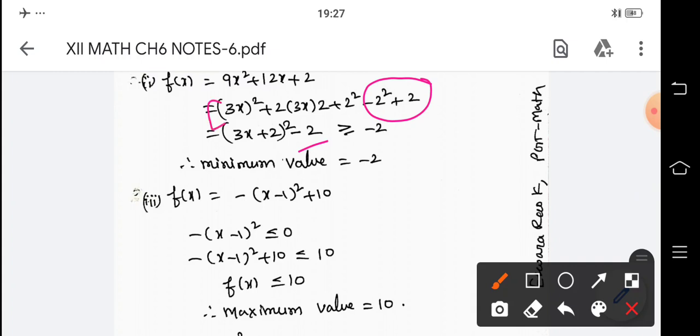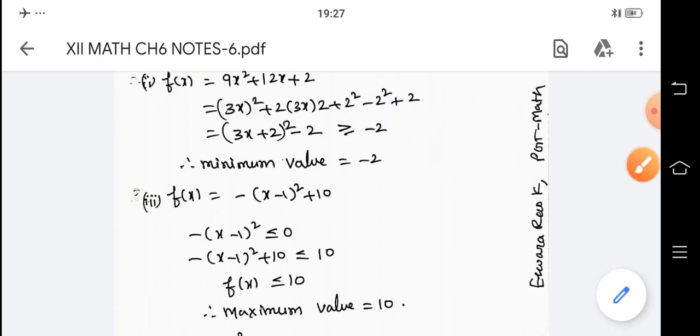And this whole thing is a plus b whole square, which is always greater than or equal to 0, because it is a square. So it is always greater than or equal to minus 2. So the minimum value is minus 2. What is the minimum value? Minus 2.